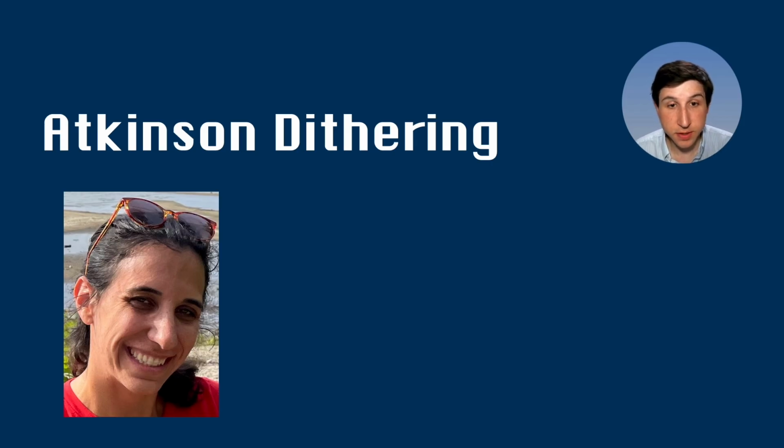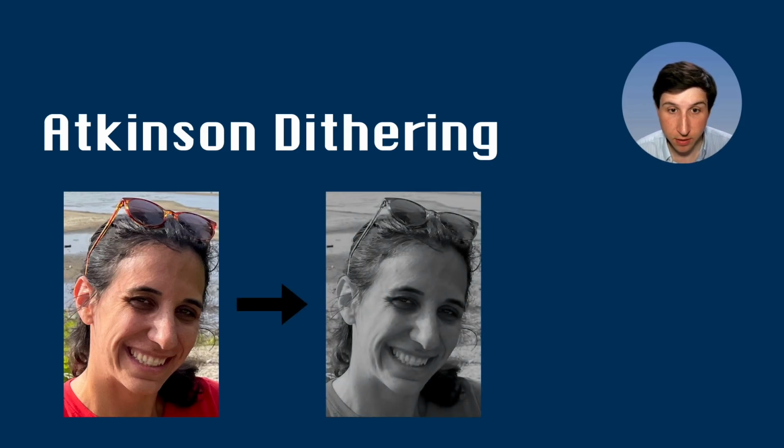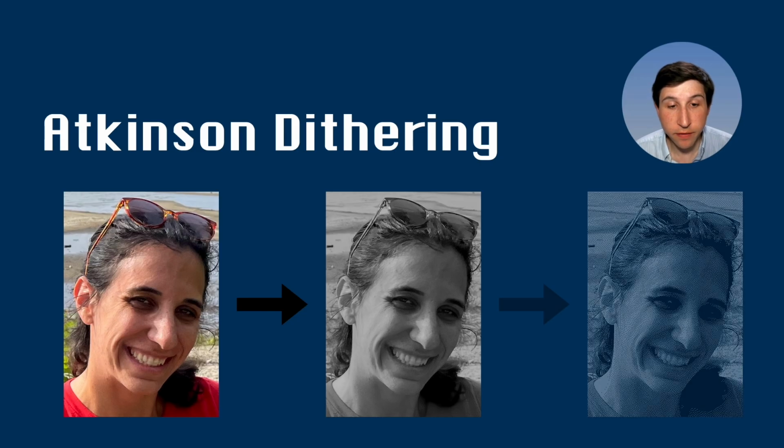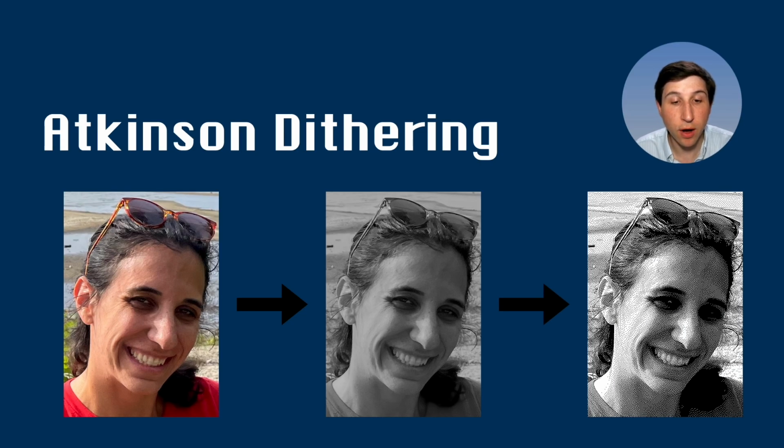So we're still going to start by converting to grayscale, but then we're going to find ways to smooth out the transition to pure black and white. You can really see in this dithered image the contours of the original image. In fact, it looks like a grayscale image, even though it's just composed of black and white pixels. It's really quite an amazing effect.